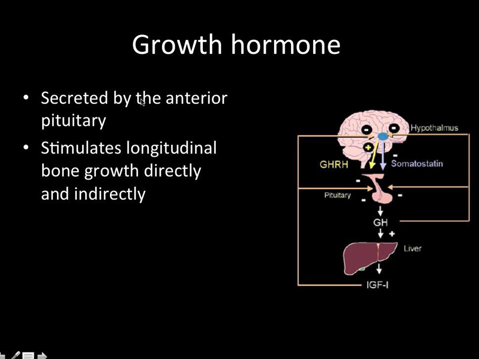Right. Growth hormone is secreted by the anterior pituitary, and it stimulates longitudinal bone growth, both directly by growth hormone binding onto bone cells, and also indirectly through this hormone, insulin-like growth factor 1.